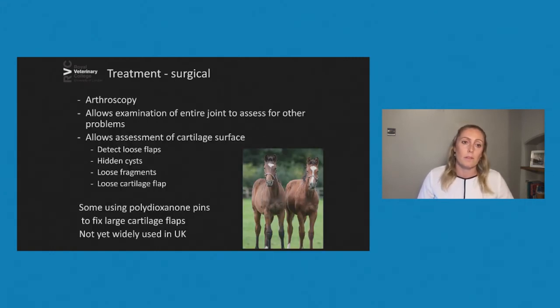Otherwise, the treatment option would be surgical arthroscopy. Arthroscopy really allows examination of the entire joint to assess for other problems. It allows assessment of the cartilage surface, and detection of loose flaps, hidden cysts, and loose fragments. There has been some literature about using polydioxanone pins to fix large cartilage flaps, but as far as I'm aware, it's not widely used in the UK.